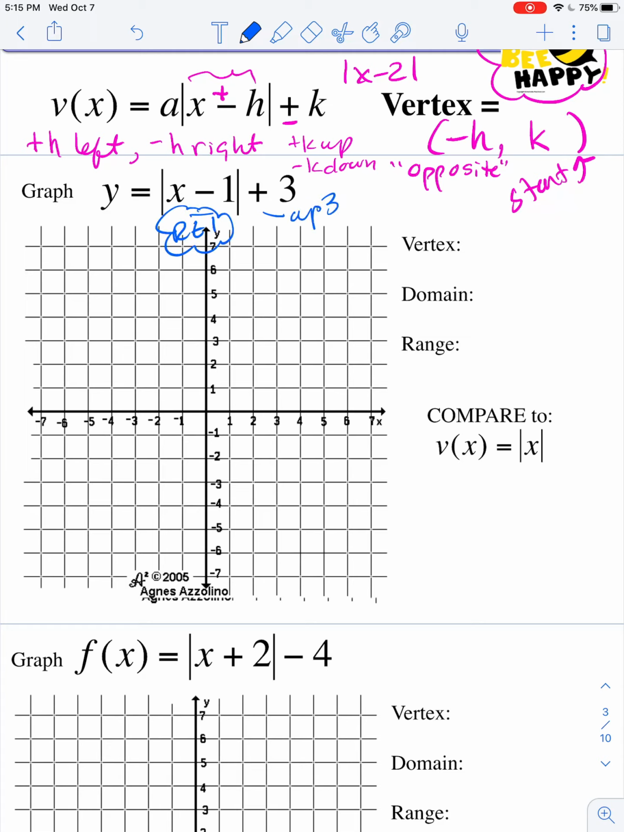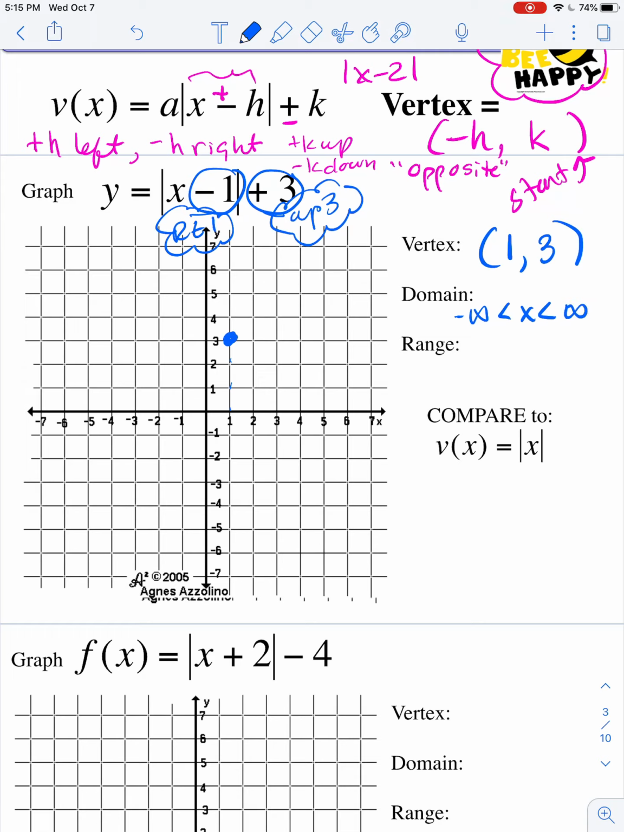This is going to go to the right 1, and it's going to go up 3. So I want to know that and kind of think about that. So when I'm done, I can look and see if that's what my graph looks like. For the vertex, I need to take the opposite of what I see, so +1, and then use this number, the k value, as is. So my graph is going to have the vertex at (1, 3).